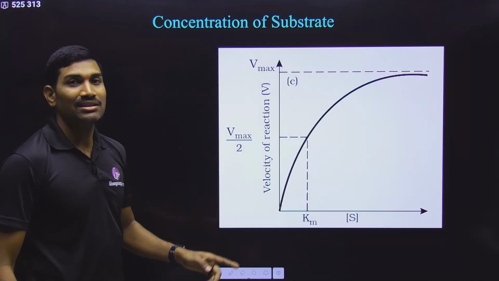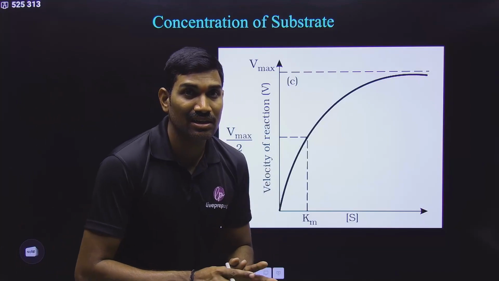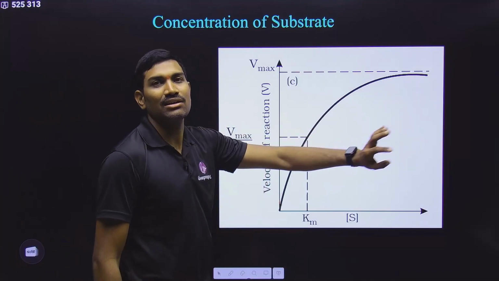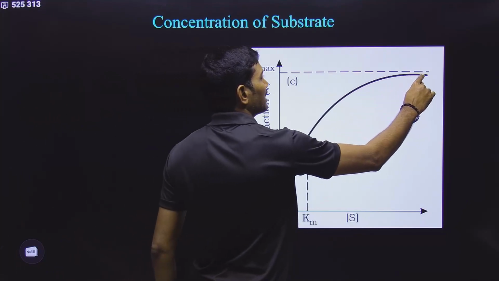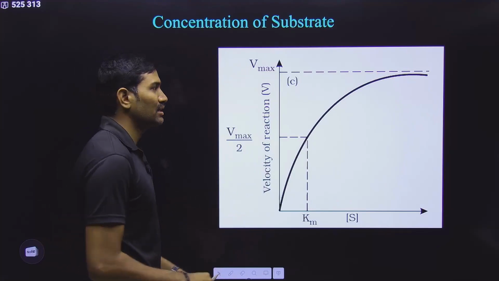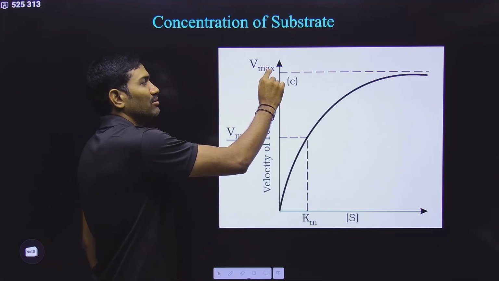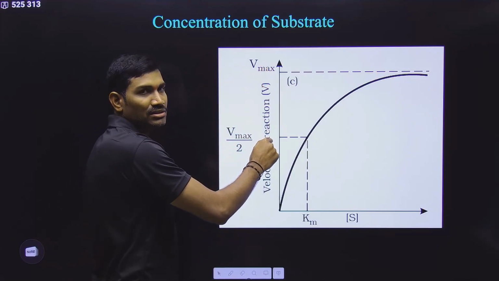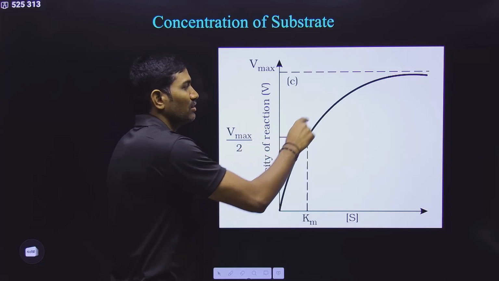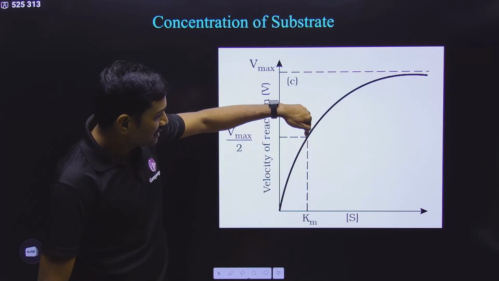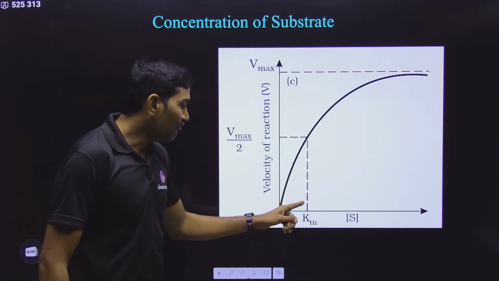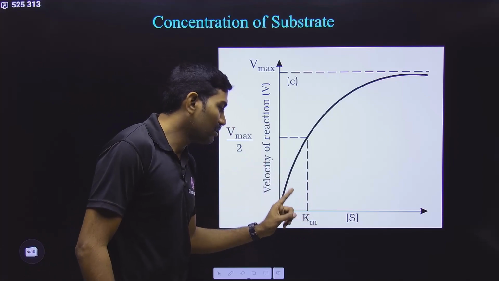How exactly we get this, I have explained clearly in the regular lecture, so please go through that if you want more details. Once you make the standard graph, whatever is the maximum activity you get is called Vmax, the maximum velocity or maximum rate of reaction. On the graph paper, take half of this value, and from this point draw a line onto the graph curve. Wherever it cuts, from that point draw a straight line onto the x-axis, and wherever it touches is called Km.